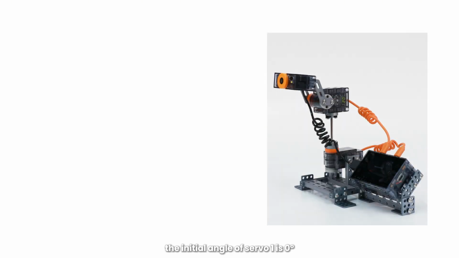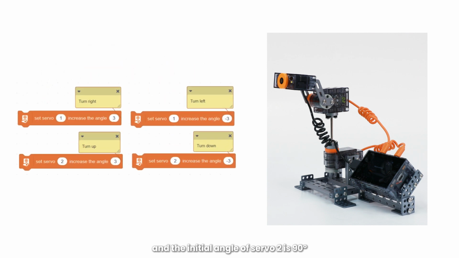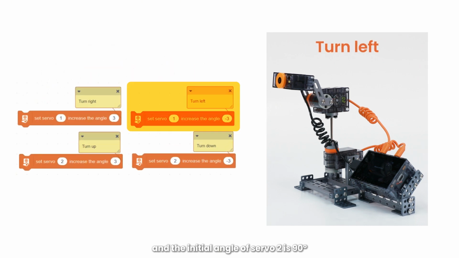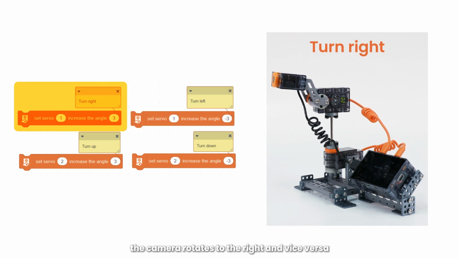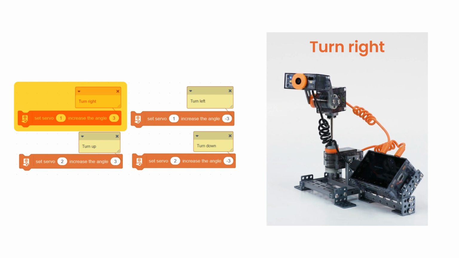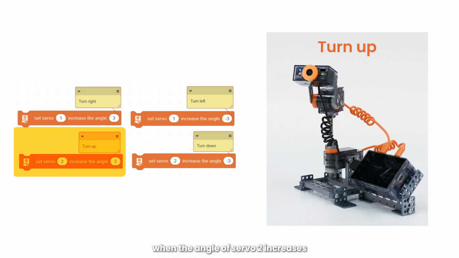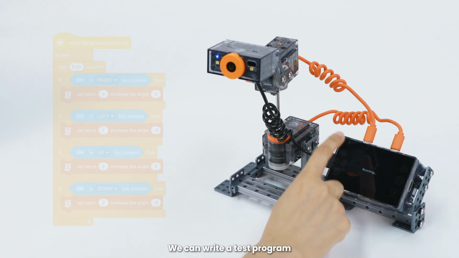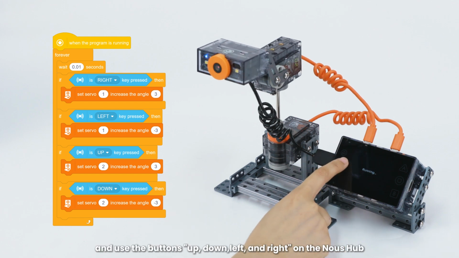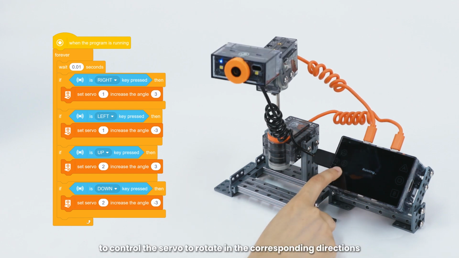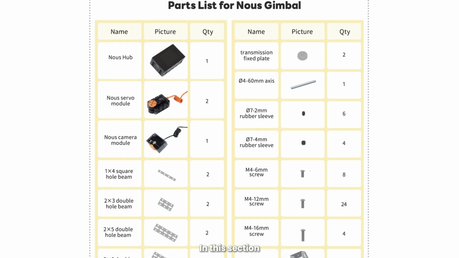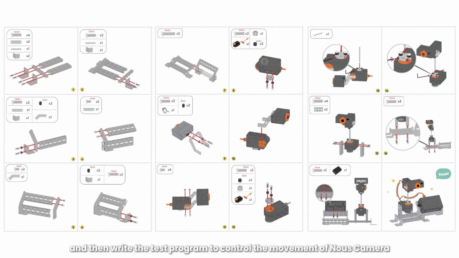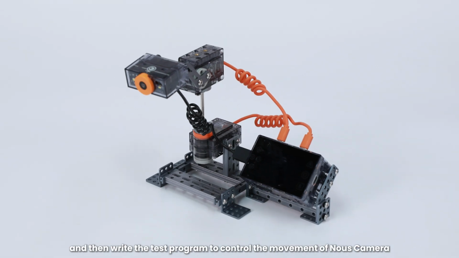In the Nous Gimbal mode, the initial angle of Servo 1 is 0 degrees and the initial angle of Servo 2 is 90 degrees. Facing the Nous Gimbal camera, when the angle of Servo 1 increases, the camera rotates to the right, and vice versa. When the angle of Servo 2 increases, the camera rotates upward, and vice versa. We can write a test program and use the buttons up, down, left, and right on the Nous hub to control the servo to rotate in the corresponding directions. In this section, students independently build Nous Gimbal and then write the test program to control the movement of Nous Camera.